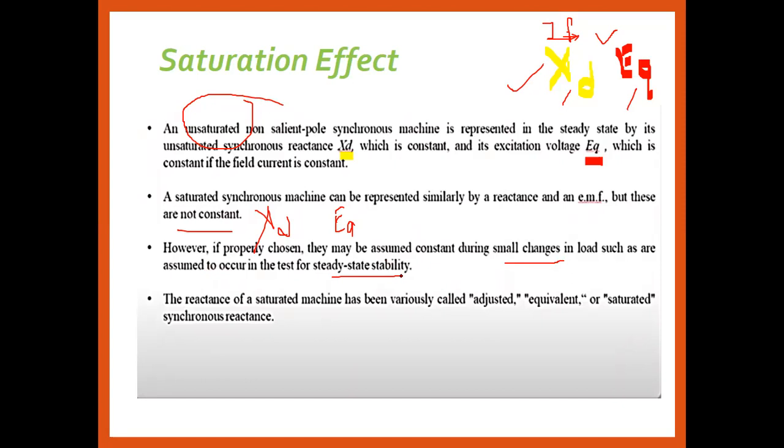So the reactance of the saturated machine can also be called the adjusted, equivalent, or saturated synchronous reactance. Means what? The reactance of the synchronous saturated machine means what? If the machine is rotated above its rated speed, its efficiency will be lowered, as it is studied, but it is providing the field flux. Whatever flux is produced is studied, but not at the upper level.